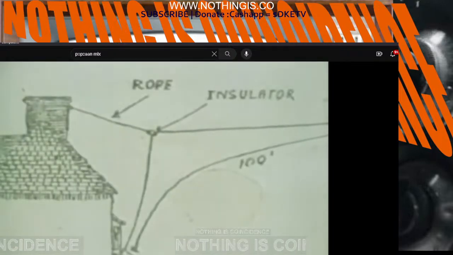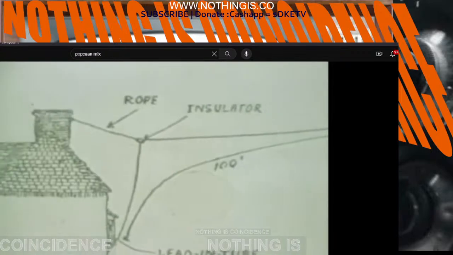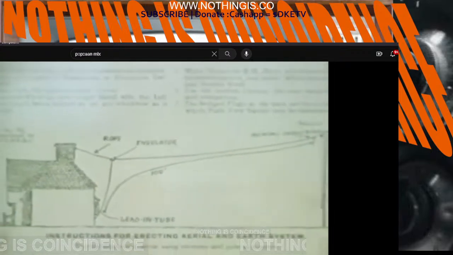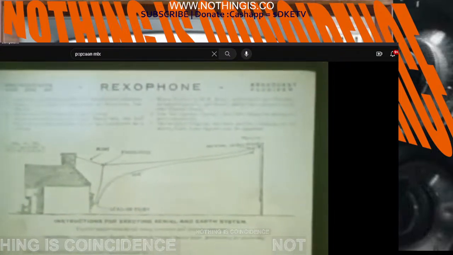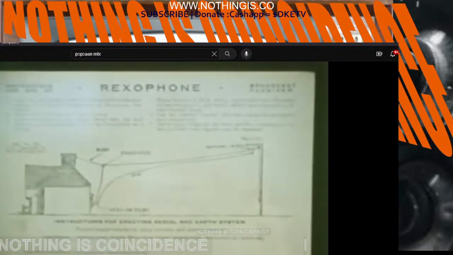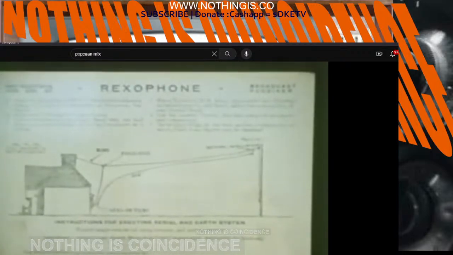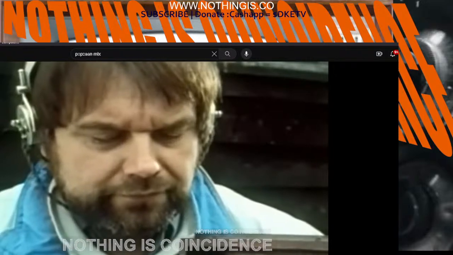At first, most listeners had very simple receivers, crystal sets like the Rexophone. They needed enormous aerials because, like my radio at the start of the programme, they had no battery and relied entirely on the energy of the radio waves in the air.